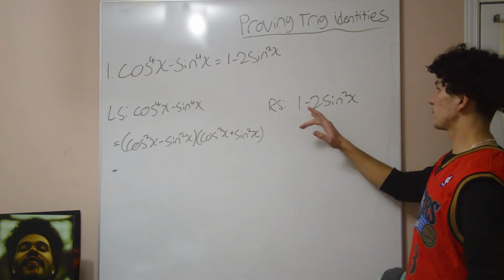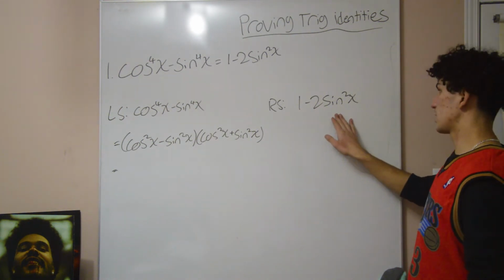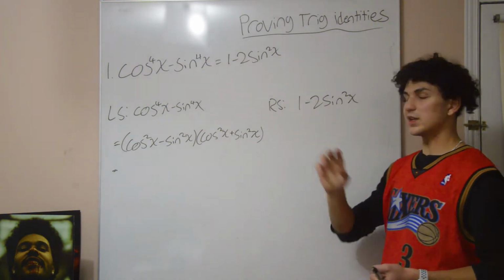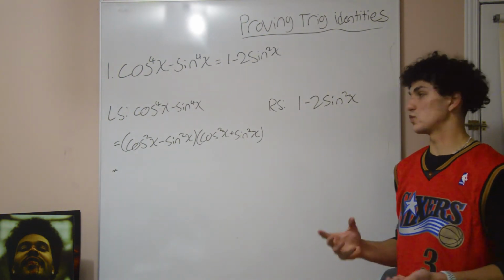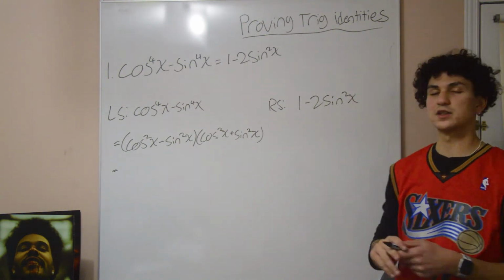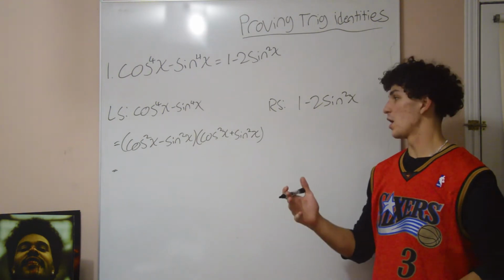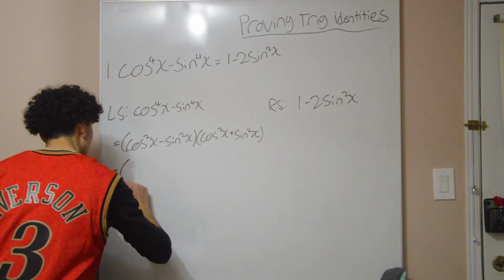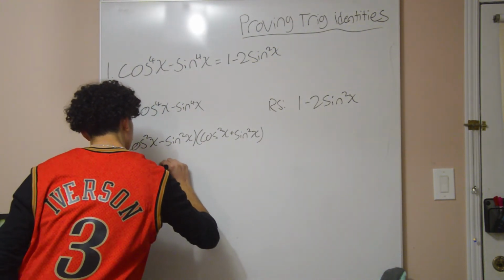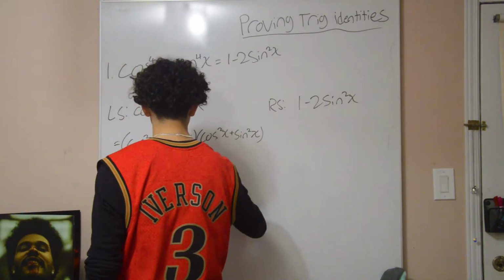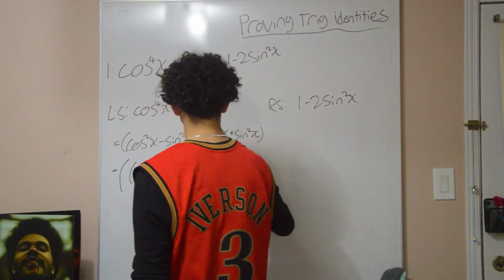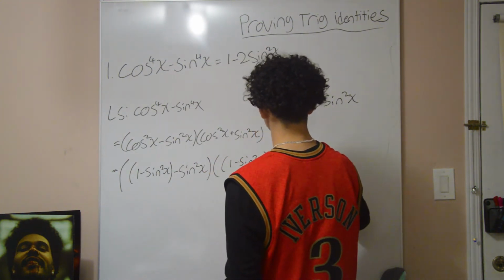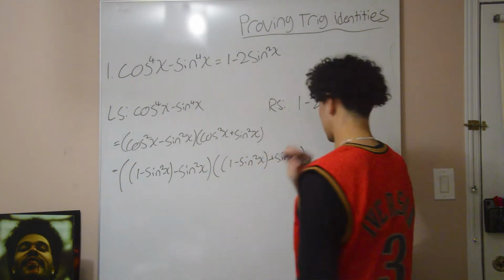Now, from here, we want sine x in our final answer, or at least this is showing us that we want sine x in our final answer. So let's turn all the cos squared x's into sine squared x. And the way we do that is, like I said earlier, 1 minus sine squared x equals cos squared x. So we're just going to sub that in. It becomes 1 minus sine squared x minus sine squared x times, and we'll do the same right here, 1 minus sine squared x plus sine squared x, just like that.